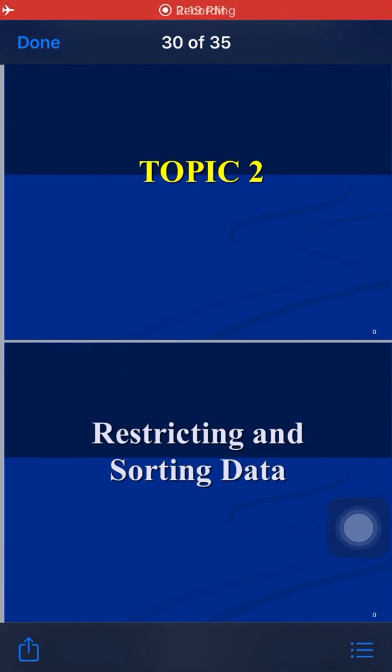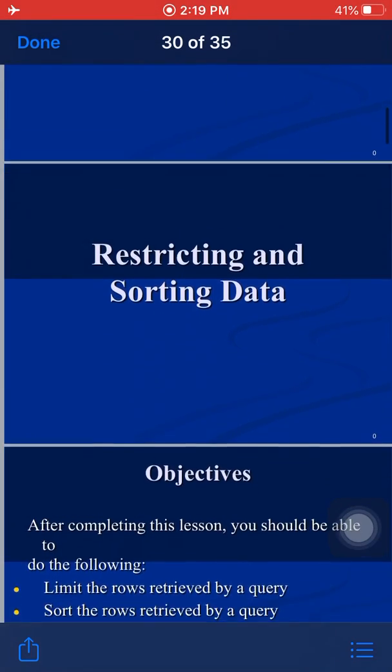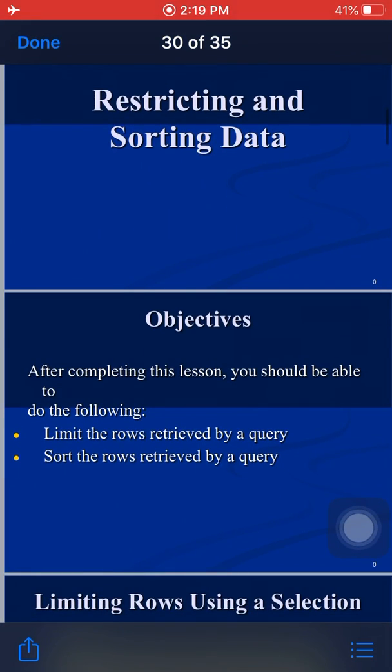So in the first unit we have discussed the capabilities of the SQL select statement, and in the select statement we have discussed two clauses. One is the select clause and another is the from clause. In the second topic we are going to discuss how we can restrict the data and how we can sort the data whenever we want to retrieve the data from the database. So the objectives of this lesson are to learn how we can limit the rows retrieved by a query and how we can perform sorting of the rows that are retrieved by the query.